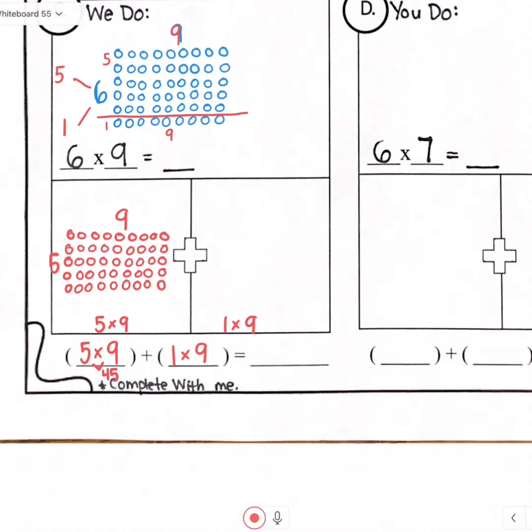And then here I have one row of 9. So 1, 2, 3, 4, 5, 6, 7, 8, 9. 1 times 9 is 9. And I know 45 plus 9 equals 54. So up here, 6 times 9 equals 54. We broke the 6 apart into 5 plus 1 and broke it into 2 smaller arrays, but they still equal the same thing.